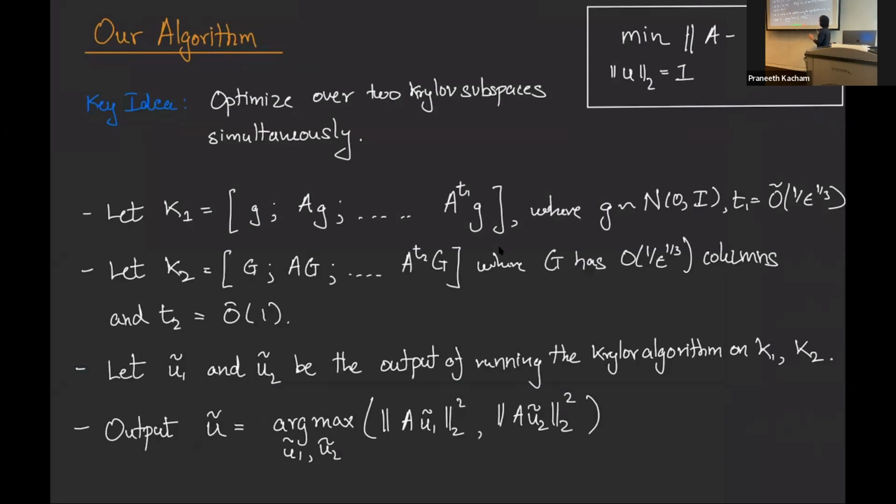Okay, so what's good to keep in mind is that this whole algorithm only uses O tilde of 1 over epsilon to the 1/3 matrix vector products. And the main claim that we show is that this U tilde is going to be a 1 plus epsilon approximation to opt. So this is our entire algorithm for the special case of k equals 1. And I'm not hiding anything.